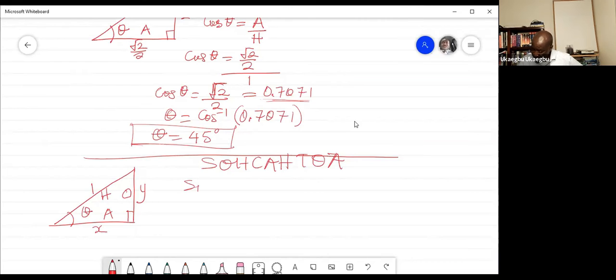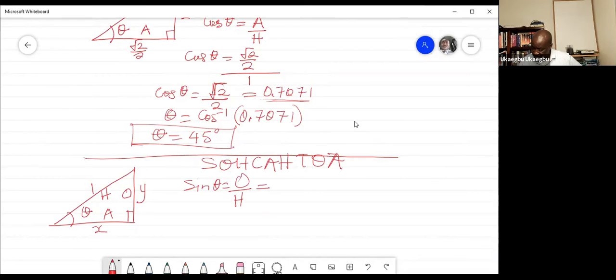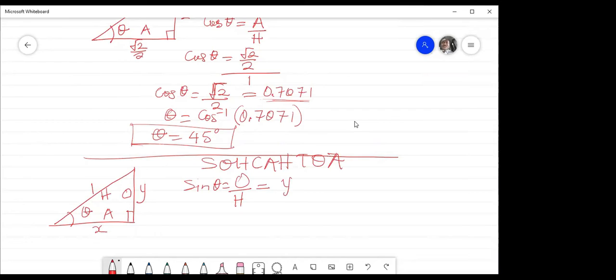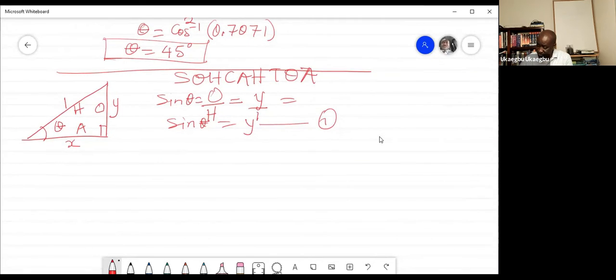So sine theta is going to be what? Always opposite over hypotenuse. So what is that? Y over 1, which is equal to what? Sine theta is equal to y only, because any number divided by 1 is the same number. All right, so you can call that equation 1, and then you repeat the process for the other trigonometric ratios.